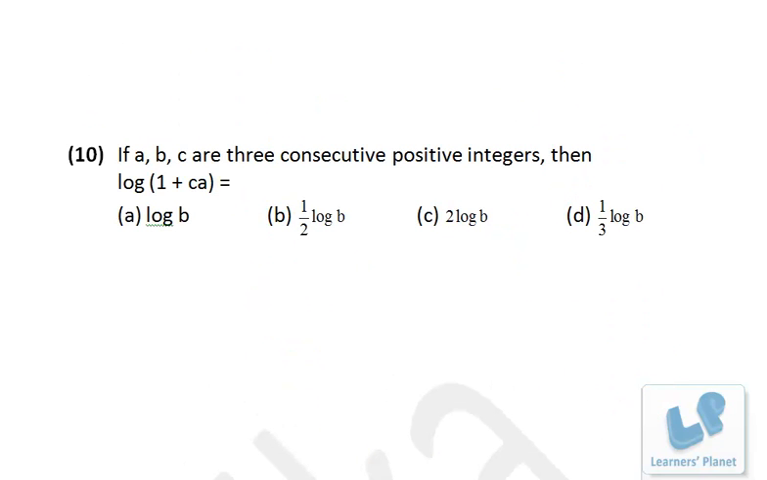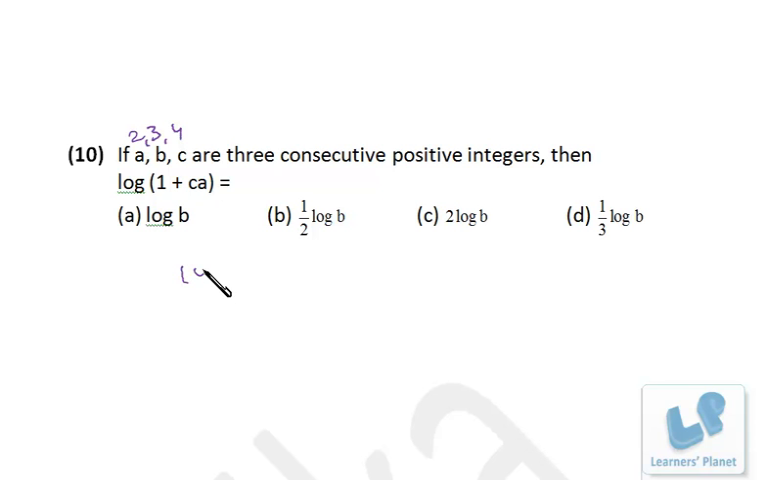Now this one. If a, b, c are three consecutive positive integers, then log of 1 plus ca is equal to. Now you can assume a, b, c to be consecutive integers. Suppose I assume it to be 2, 3 and 4, right? So I have to find out log of 1 plus ca. So c into a, 4 into 2, 8. So log 1 plus 8, that's log 9, right?